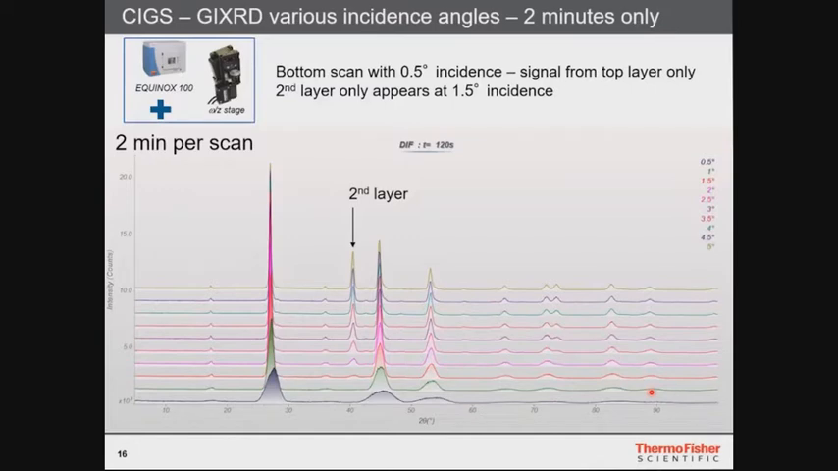In this case, we did this with samples, it's solar cells. And here is a series of measurements. Each measurement is only 2 minutes, so it's quite quick. Starting from 0.5 up to 5 degrees omega, so that's the incidence angle. You can see that at low angles like 0.5 and 1, we have only one set of signals. And at 1.5, we get an additional signal here, which then increases in intensity. So we have two layers, which we can separate by the incidence angle.